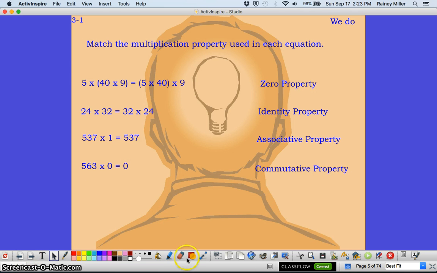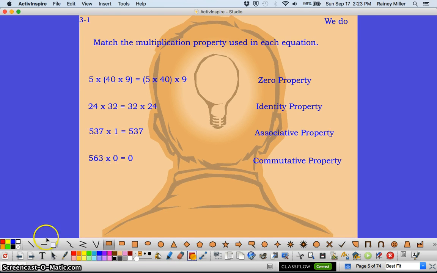So if I were to go about matching these different properties together, I want you to think about it right now. Go ahead and stop the video, look at what we have here, and decide which property would be each one of these.